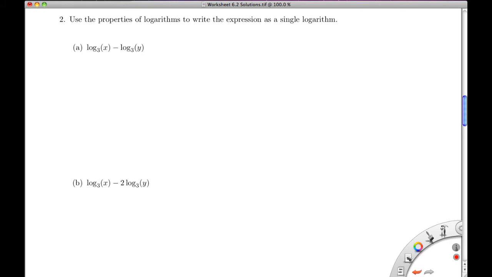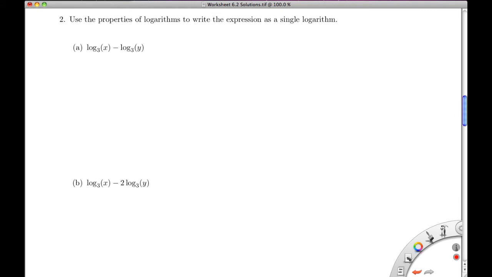Now here we're going to be talking about how to take expanded logarithms, multiple logarithms, and combine them into one logarithm. This is going to be a very important skill for section 6.4, where we'll be solving logarithmic equations and logarithmic inequalities. So being able to combine these together using the same properties we talked about in part 1, sort of in reverse.